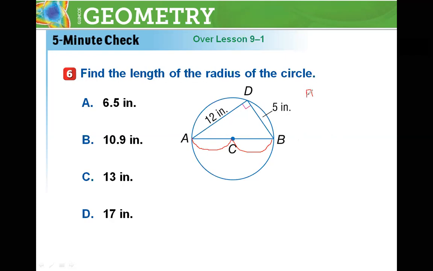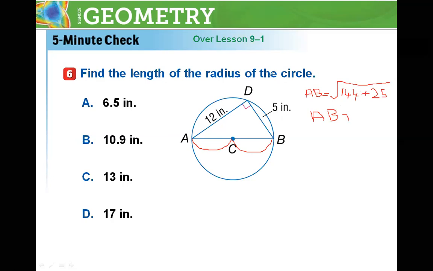So if we want to get AB, it's the square root of 12 squared, which is 144, plus 25. If you count it or use your calculator to simplify, the root of 169 is 13. AB is equal to 13.